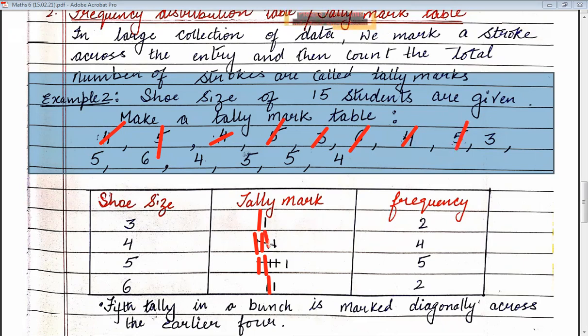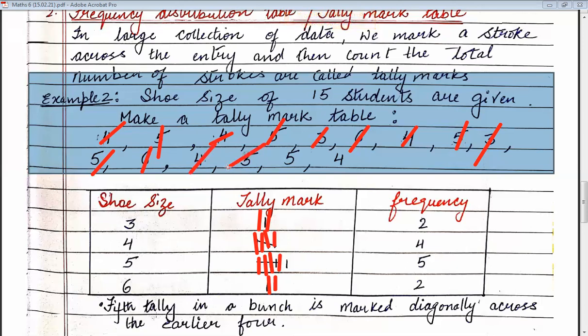Next is 5. So you will put a stroke on 5. Next is 3. So you will put a stroke on 3. Okay. Next is 5. So you will put a stroke on 5. Shoe size 5. Next is 6. So I'm going to put a stroke on 6. Next is 4. Now you will put a stroke on 4.